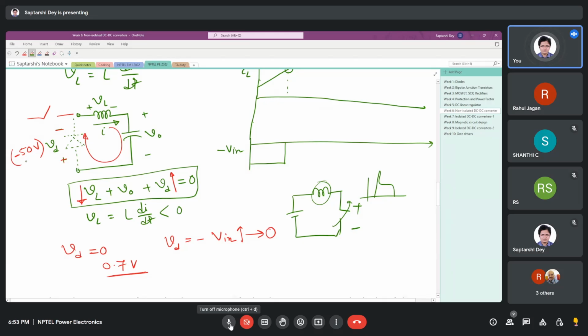VD was initially minus 50 volt. That increases to 0. As soon as it is 0, the diode is on, and the current now gets a path to flow. Who is making the diode go to 0 volts from minus 50? Did you not follow this explanation? No, sir.